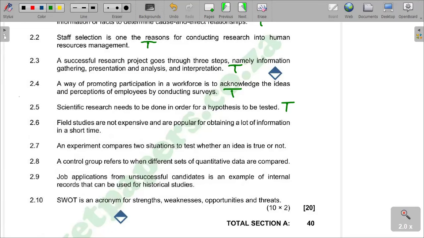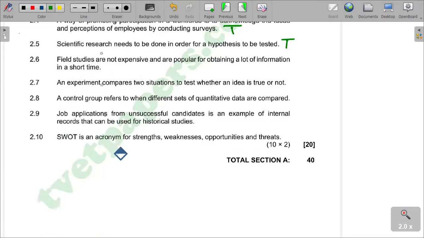Let's go to 2.6. Field studies are not expensive and are popular for obtaining a lot of information in a short time. Field studies, they are not expensive and they are popular. That's true. They are not expensive. Right. Let's go to 2.7.